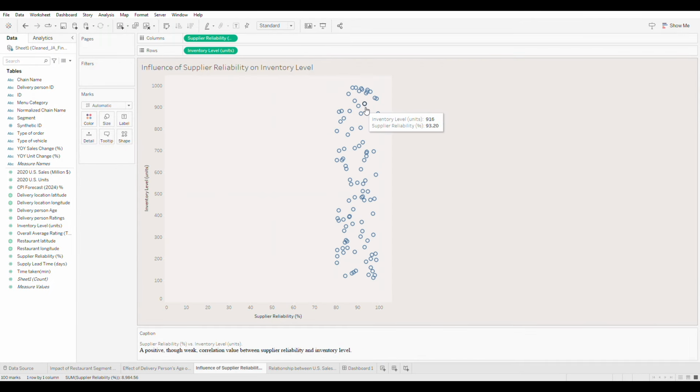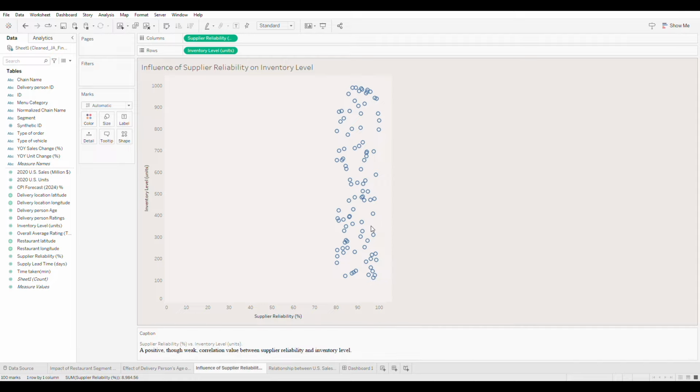Thirdly, we wanted to look at the influence of supplier reliability on inventory level. The question is, how does supplier reliability impact the inventory level at restaurants? The hypothesis states restaurants with more reliable suppliers might maintain lower inventory levels due to consistent and timely supply. The correlation value between supplier reliability and inventory level is approximately 0.05.